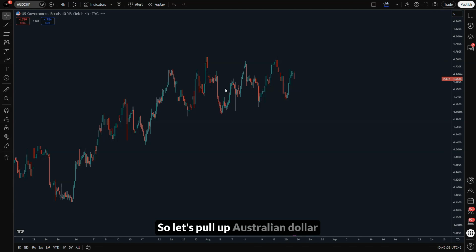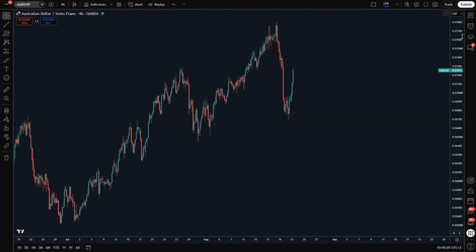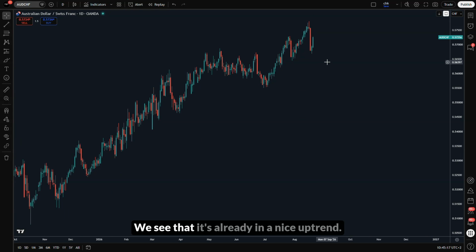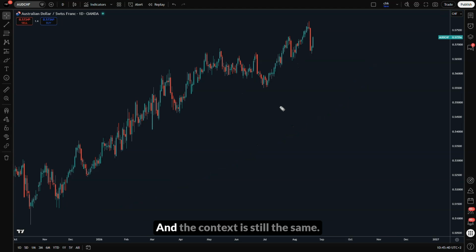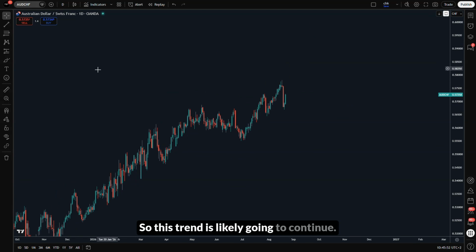So let's pull up the Australian dollar against the Swiss franc first. And what do we see? We see that it's already in a nice uptrend. Why? Because this story with hawkish context for the Reserve Bank of Australia and dovish context for the Swiss franc has been going on for a while already. In fact, we went long a couple of times with the private network in this trend. And the context is still the same. The Reserve Bank of Australia still needs to be hawkish. The Swiss National Bank still needs to be dovish. So this trend is likely going to continue.